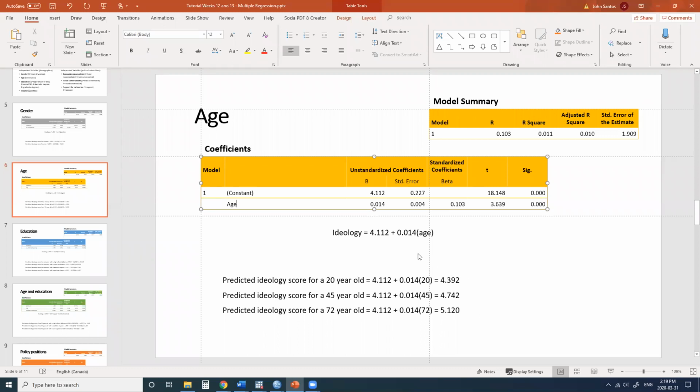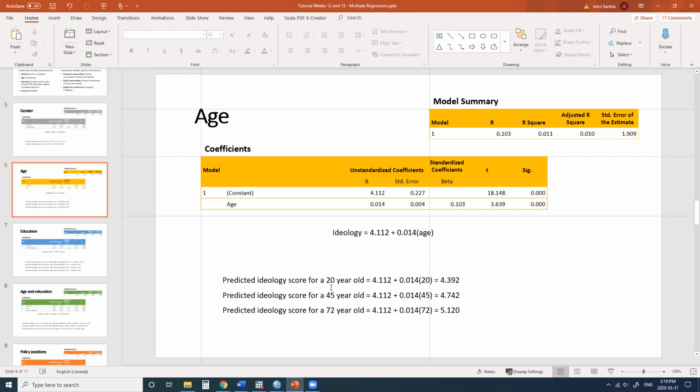So if somebody gets older by 10 years, we'd simply move the decimal place. They move 0.1 on that same scale, right? So using this equation, and then of course, 4.112 is the y-intercept, also known as the constant. And again, just as a preview for what you're going to be learning in class subsequently, right? This is a small relationship, but it is statistically significant, right?